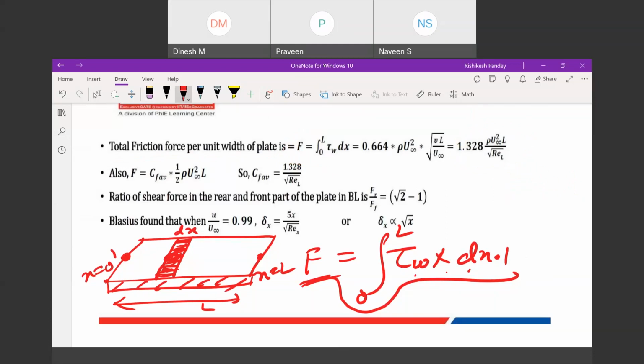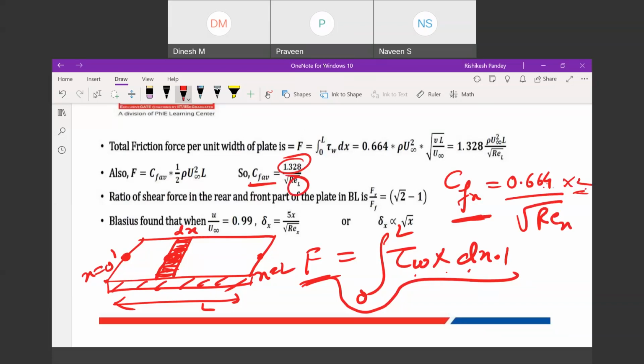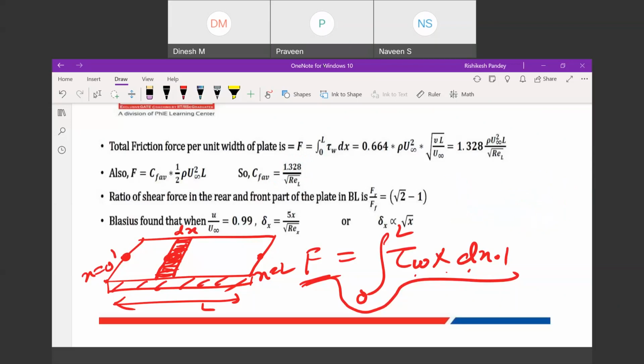Now, last slide we have seen the skin friction coefficient, CFX. This was 0.664 divided by root over Rex. This is the skin friction coefficient at any location x. But if you want to calculate the average skin friction coefficient, you will have to integrate it from 0 to L. When you integrate this, it will become 2 times. You'll get 0.664 multiplied by 2, which is 1.328 divided by root over ReL. REL means rho u infinity L by mu, and Rex is rho u infinity x by mu. So if you remember the skin friction coefficient equation at any x location, you just multiply by 2 and you will get the average value.